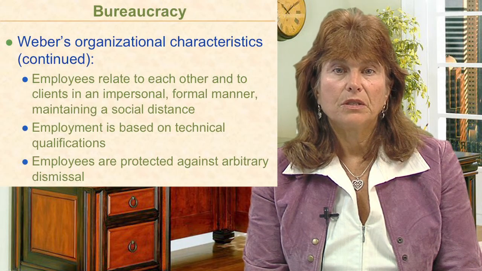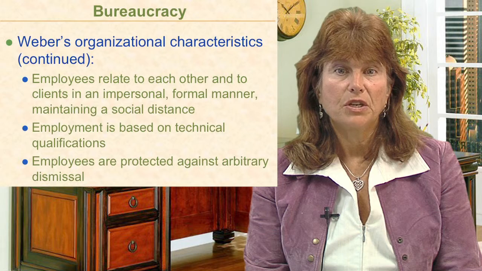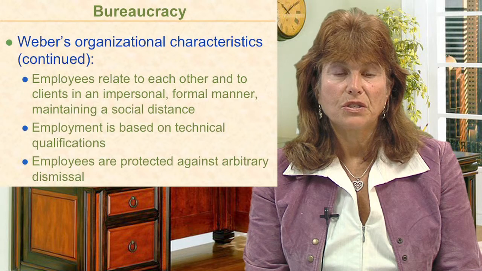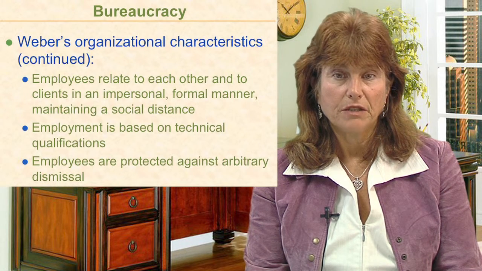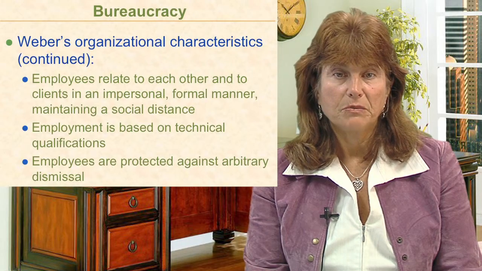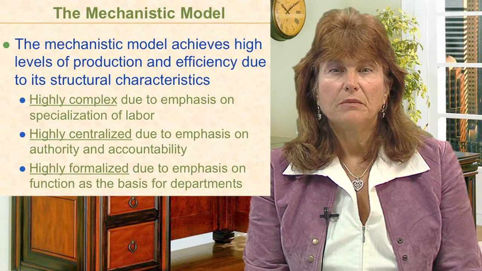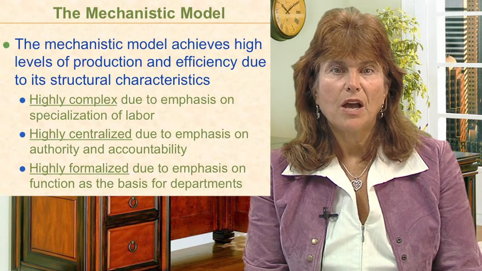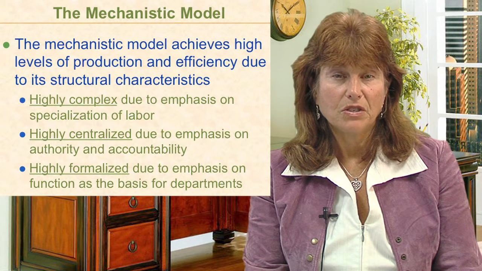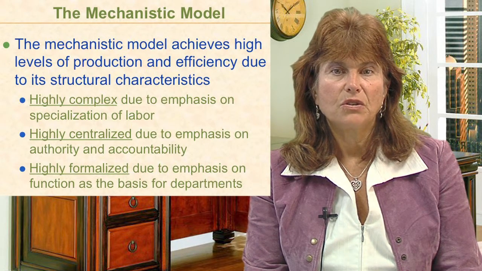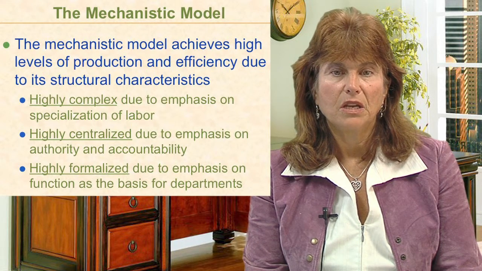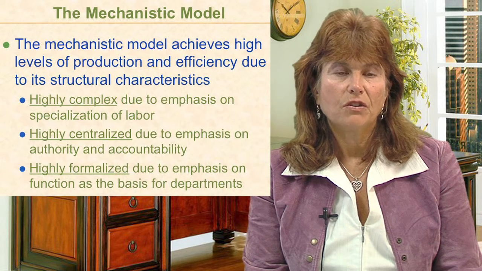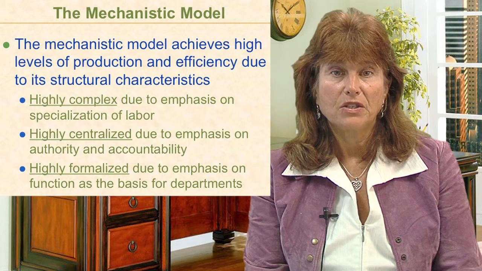He also described organizational characteristics in which employees relate to each other in more of an impersonal manner, their jobs are based on technical qualifications, and once they're in a job, they should be protected from arbitrary firing or dismissal. The mechanistic model has very high levels of production efficiency because of how structured it is. It's very complex due to the specialization of labor. It's very centralized due to the emphasis on high authority and accountability. And it's very formal, due to the emphasis on function of the organization as a basis for departments, not necessarily product or service.